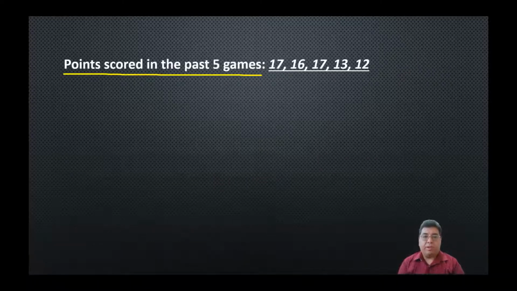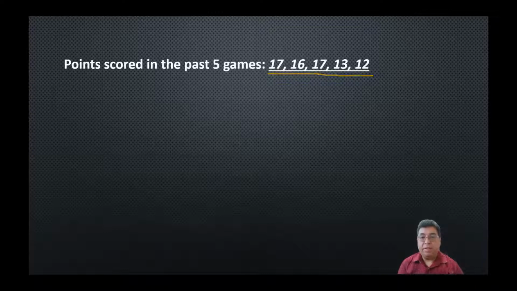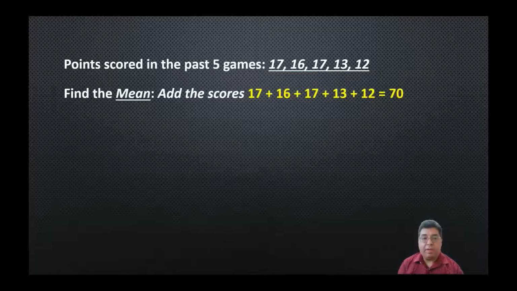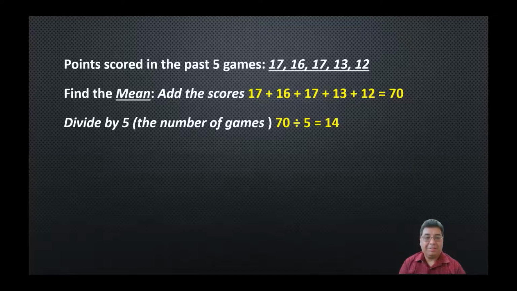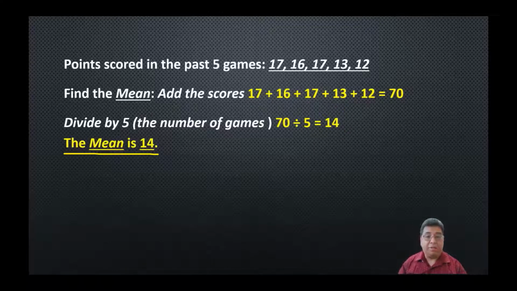Points scored in the past 5 games. So we've got 17, 16, 17, 13, and 12. Find the mean. You're going to add the scores, 17 plus 16 plus 17 plus 13 plus 12, and you'll get an answer of 70. Then you're going to divide by 5. Those are the number of games. So you've got 70 divided by 5 equals 14. So the mean is 14.